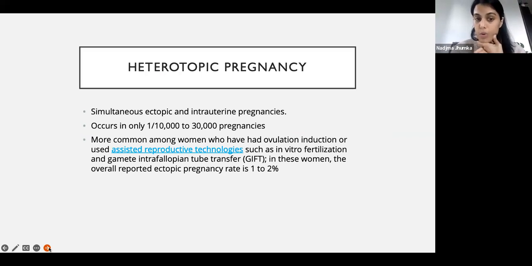Very rare in people who have gotten pregnant spontaneously, but a lot more common in women who have used things like IVF and other assisted procedures to become pregnant. In the group of women that are using those technologies, it's about 1 to 2%, so a lot more common than you would expect.